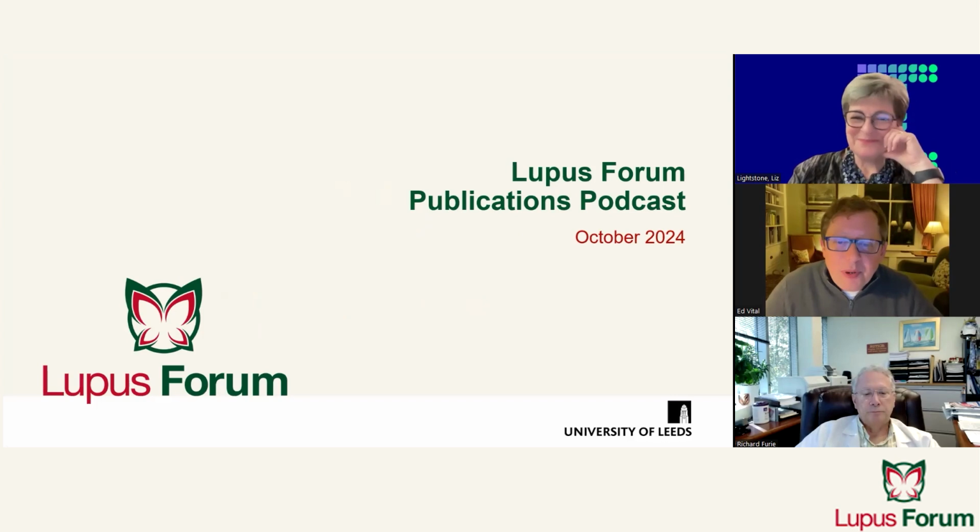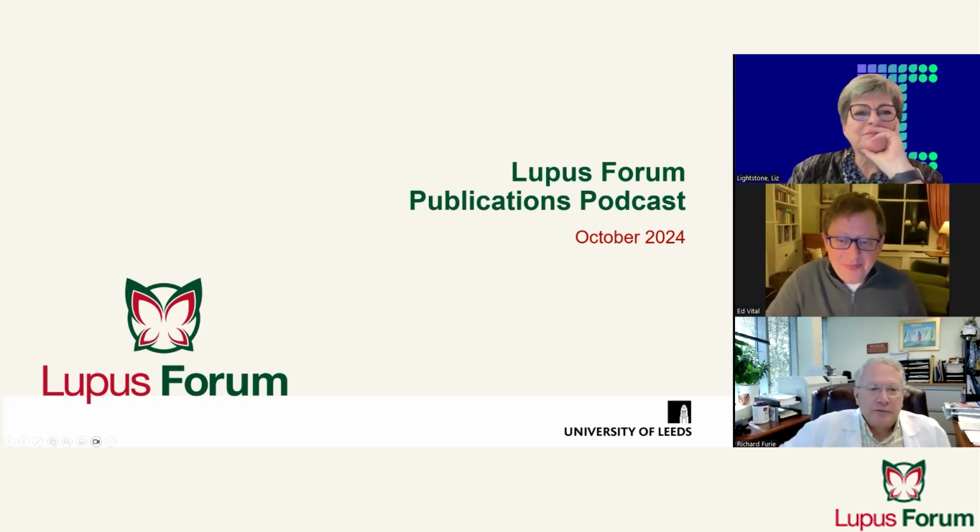So we've chosen two papers here to look through. One about arthritis in ANA positive people and one about lupus nephritis. So the first one of those is one that's actually from my group. So what did you think about it, Rich?